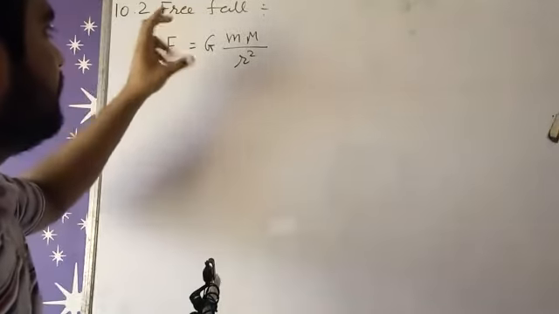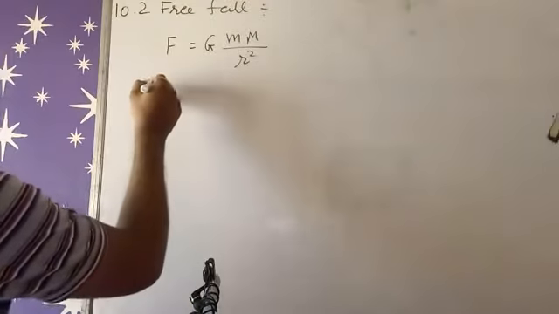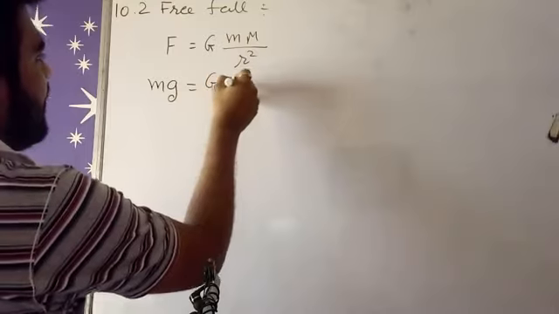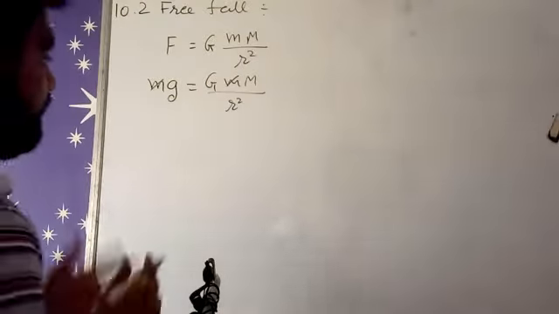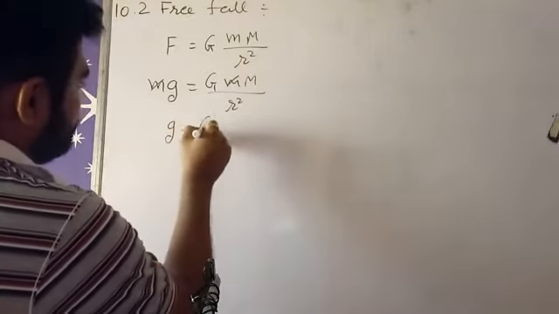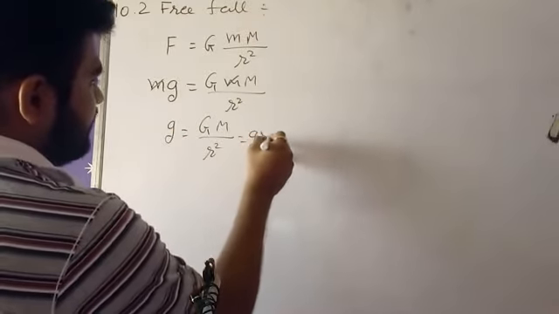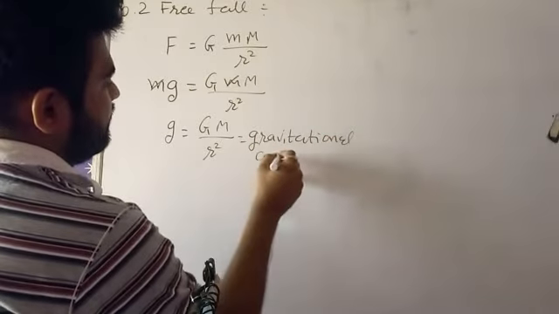Now we know that F is nothing but the weight of that object, so I can write here m into g. Weight of that object is equal to G M m upon r square. So simple, m gets cancelled out. So we are left with g is equal to G M upon r square, which is called gravitational acceleration.